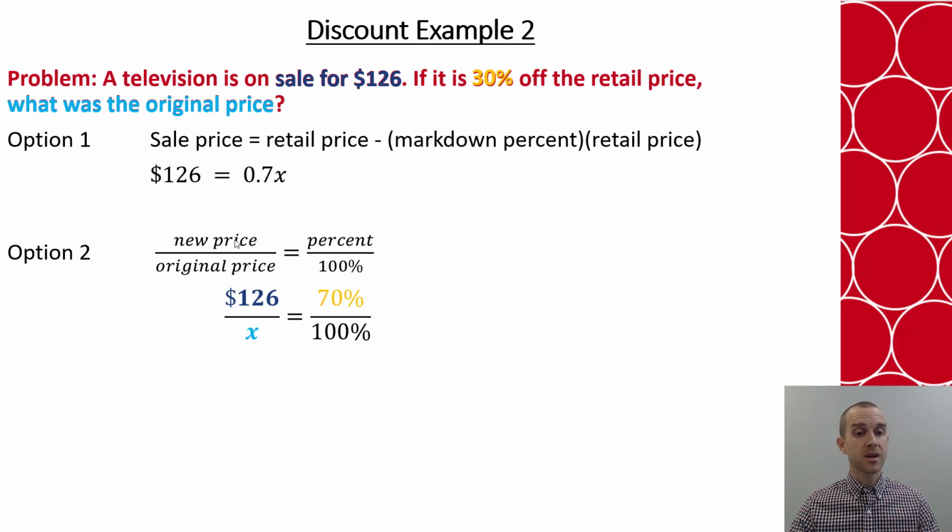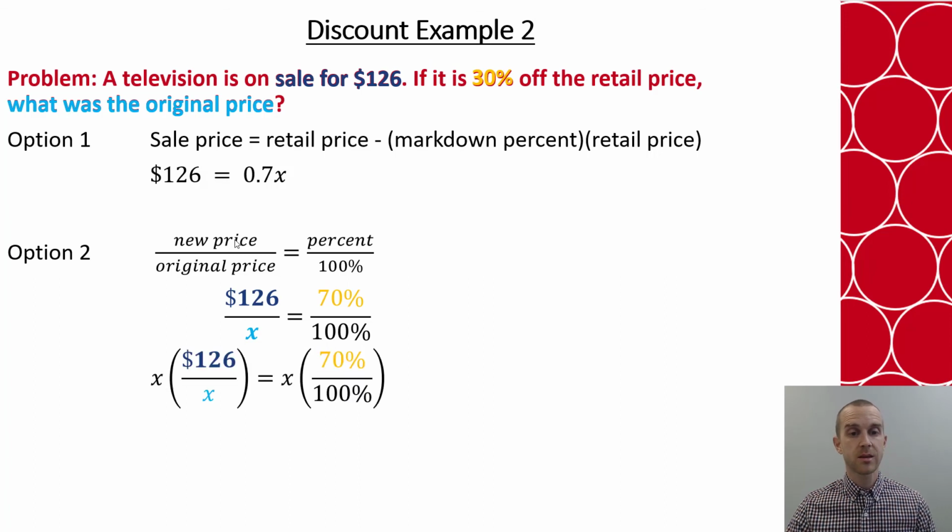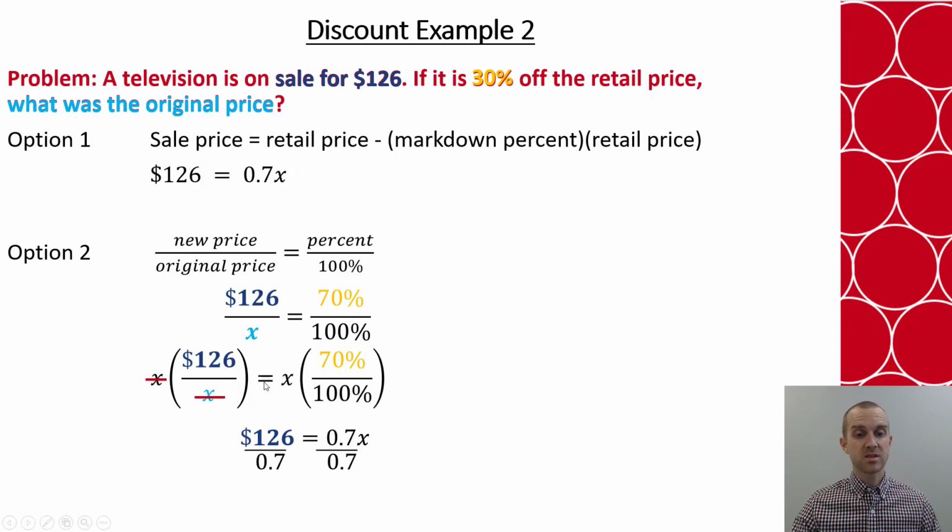Now I can multiply both sides by X, or I can do my cross multiplication depending on what you feel comfortable with. Here I'm going to multiply both sides by X, so that the left side becomes $126. And again, look, I'm at the same place. Divide both sides by 7/10 to get to that $180. So whether you use the formulas written as an equation, or you like to use the ones that have the fractions to cross multiply, do what makes the most sense to you.